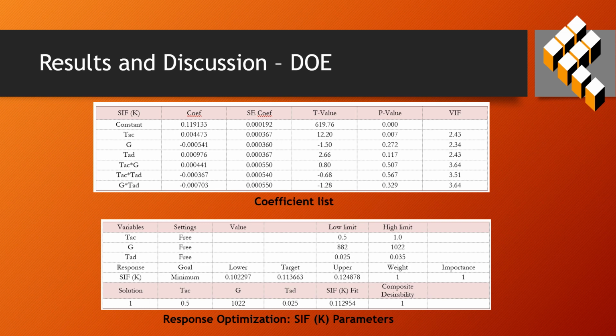As you can see in these tables, we have a coefficient table and the ANOVA table, the coefficient table and the optimization table. In the coefficient table, we can define how much the parameters affect the stress intensity factor value. Some of the parameters affect more and some affect less. So in this coefficient table, we can find it. And the response optimization table is next.